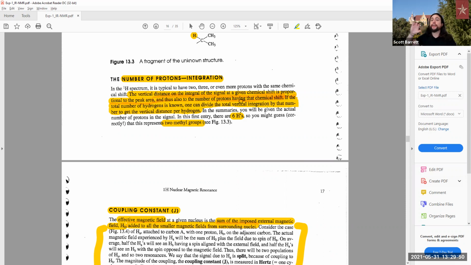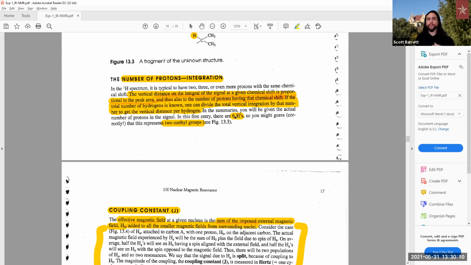You have a shift, and the area under that curve is equivalent to the integration of it. So integrating that area under the curve would be equivalent to the total number of protons under that curve. If the total number of hydrogens is known, one can divide the total vertical integration by that number to get the vertical distance per hydrogen.